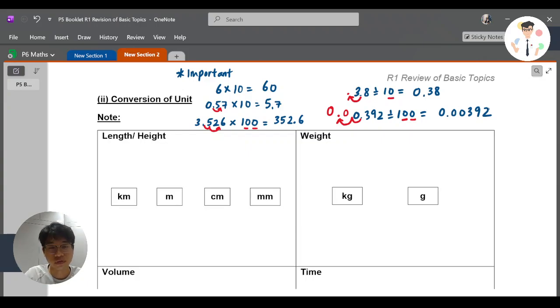And why is it important for us to know this before learning about conversion of unit? Because many of these conversions of units are actually multiplied by thousands, hundreds, tens. Okay?